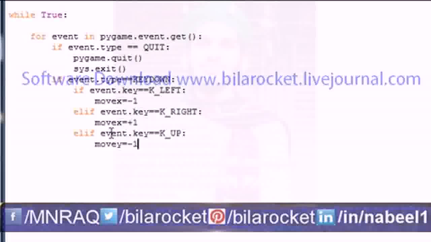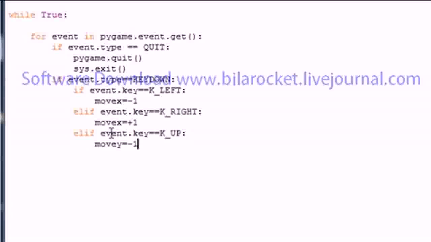And this brings me to another point. If you're in high school math class, I think -1 on the y-axis is down, but since 0, 0 on your computer screen is the top left corner, anytime you do negative, it's up. So I know it's confusing, but just pay attention, you'll figure it out. So elif event key is exactly equal to K underscore down. What you want to do is move y, is equal to +1.